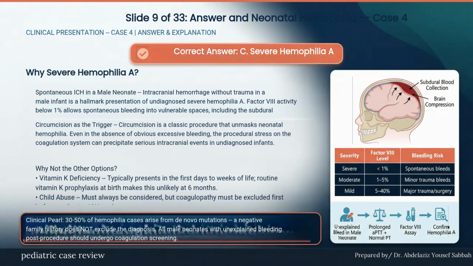Factor VIII activity below 1% allows spontaneous bleeding into vulnerable spaces, including the subdural compartment. Circumcision is a classic procedure that unmasks neonatal hemophilia by stressing the coagulation system. Hemophilia severity is classified as follows. Severe means factor VIII activity below 1% with risk of spontaneous bleeds. Moderate means activity 1 to 5% with minor trauma bleeds. Mild means activity 5 to 40% with major trauma or surgery bleeds.